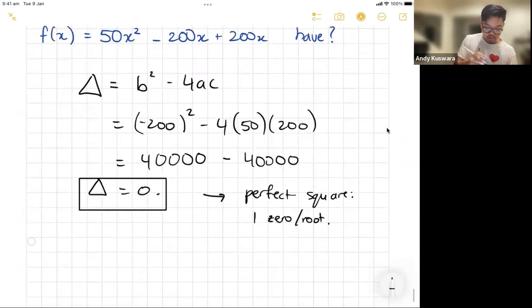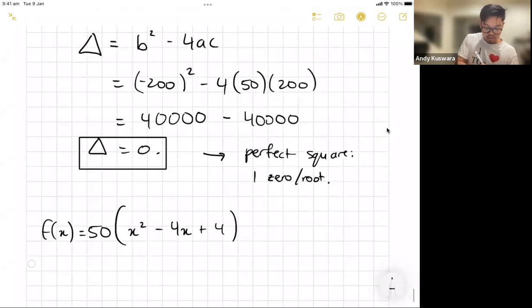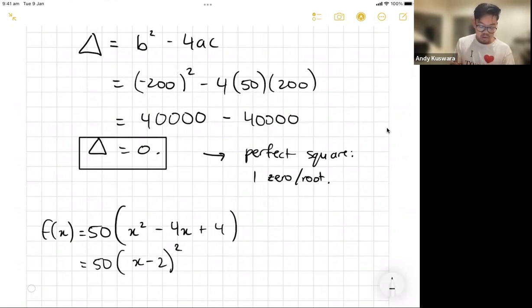Now, we could have done this another way. I could have factorized this. I could have said f(x) equals 50 outside of x squared minus 4x plus 4. And I could have seen here that this was the same thing as 50 bracket x take away 2 all squared. Okay, that is a perfect square. And so from here, I can see immediately that there's only going to be one root.